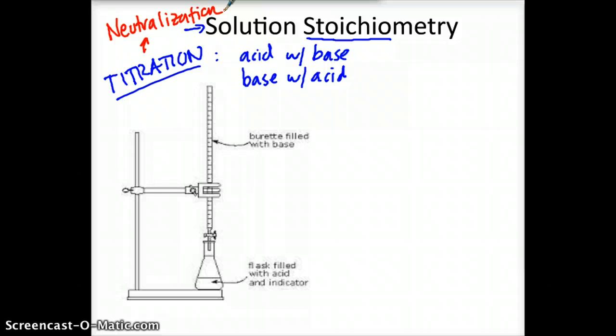So the setup is typically as we've seen here. Like we did in practice before, you usually have a flask with some substance in it where you know the volume. You know the volume of what's in here because you measured it out. We also add an indicator, which changes color depending on what the pH is.